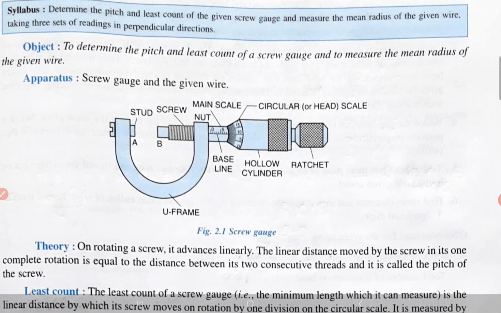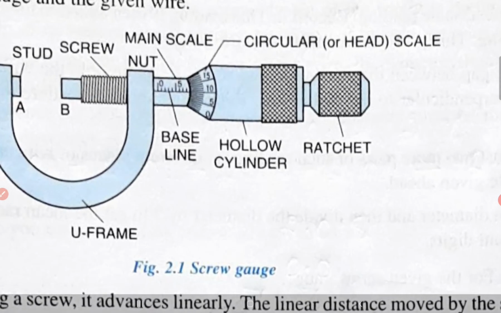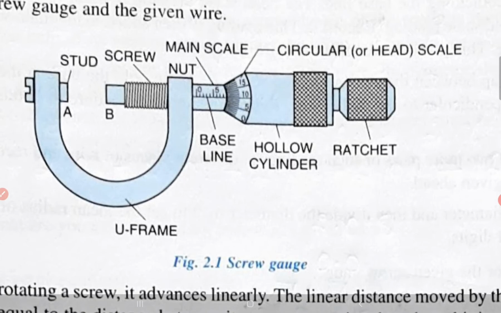Now, let us try to understand the different parts of a screw gauge. Here is a figure of a screw gauge which has different parts labeled. Here you can see stud A and stud B, and we can place an object whose length needs to be determined between these two studs. It consists of a screw which ensures the movement of the circular scale and also the main scale. We can measure the main scale with the help of this screw only, and its pitch needs to be determined.